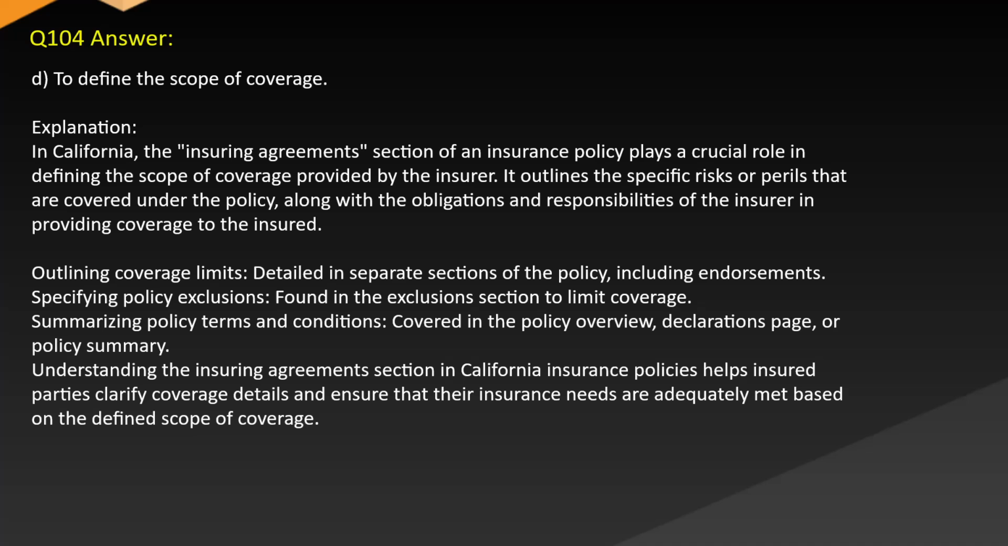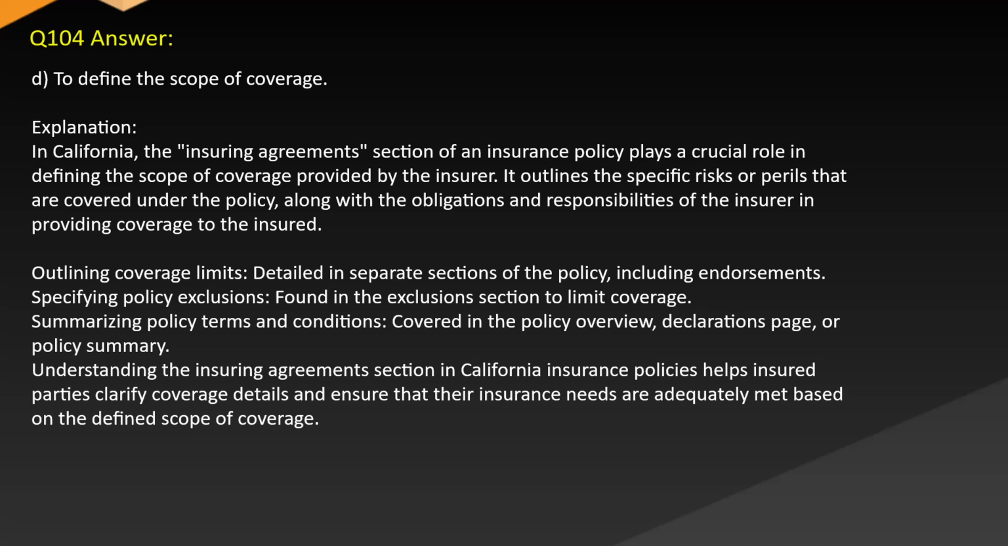Answer D. To define the scope of coverage. Explanation. In California, the insuring agreements section of an insurance policy plays a crucial role in defining the scope of coverage provided by the insurer. It outlines the specific risks or perils that are covered under the policy, along with the obligations and responsibilities of the insurer in providing coverage to the insured.